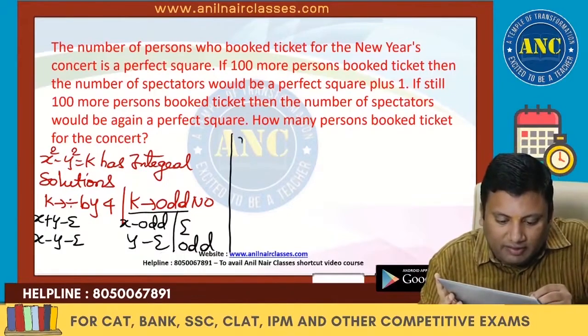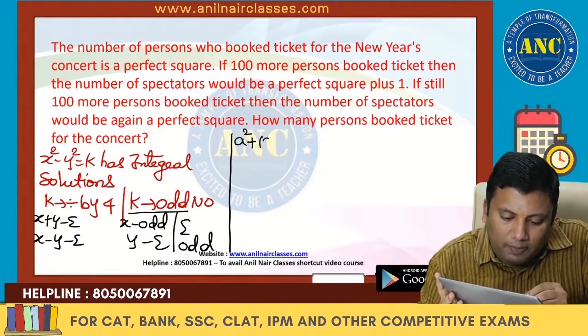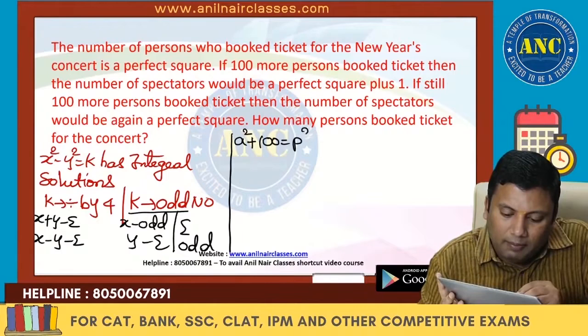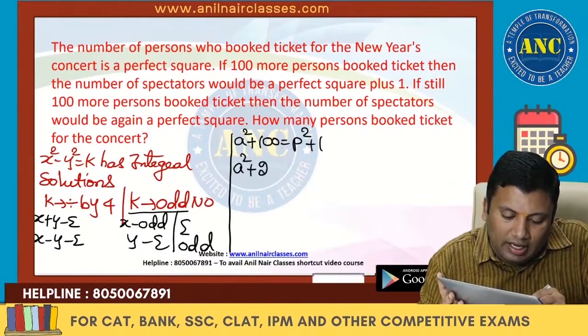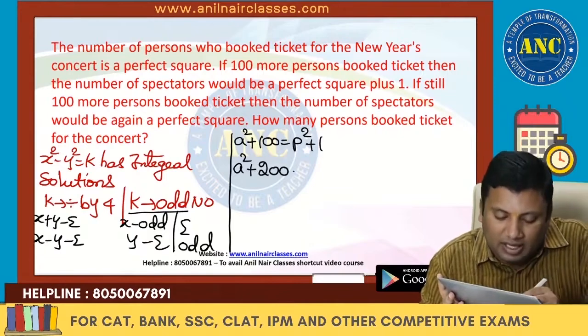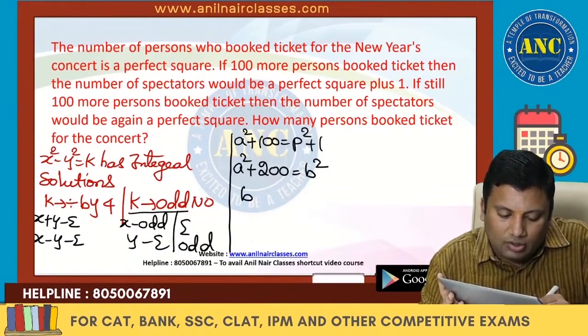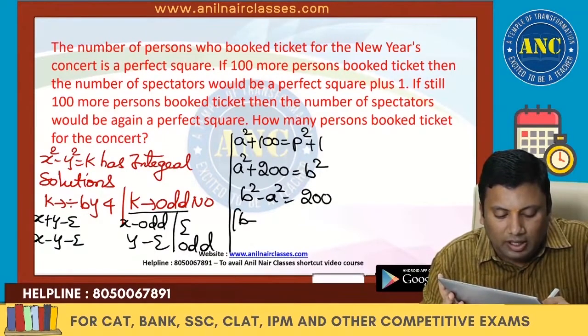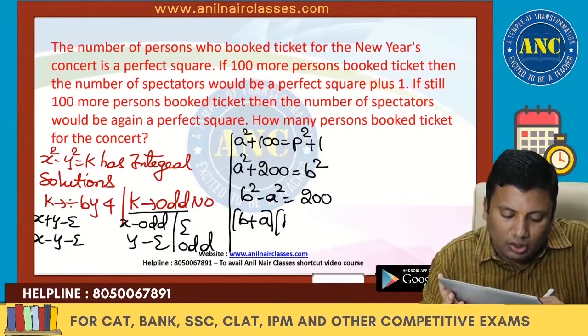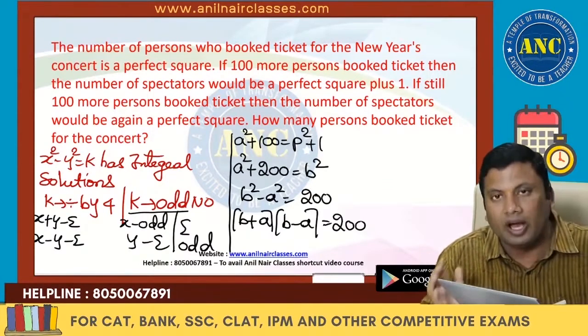So what is that first statement? a square plus 100 is nothing but b square plus 1. Next one, 100 more are added: a square plus 100 plus 100 is b square. So b square minus a square is nothing but 200. This is nothing but b plus a into b minus a, which is 200. I hope it is clear.